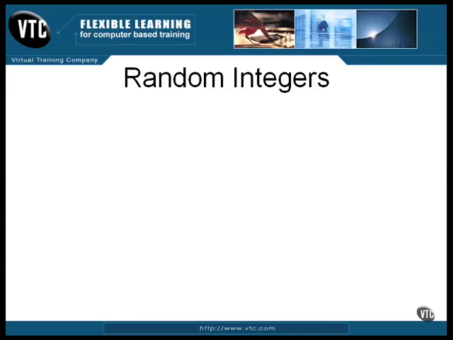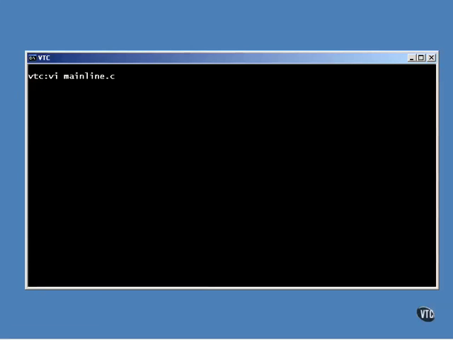I have a tiny little assembly language program that produces random numbers using the hardware system timer. That way it will produce a different set of numbers every time. Here is the main line to call it.